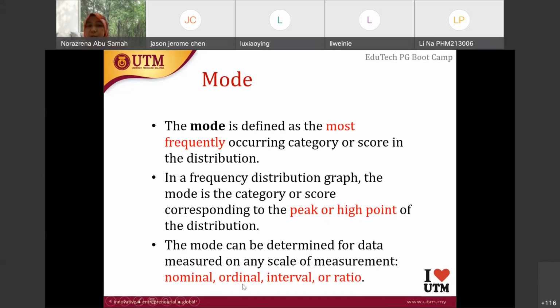So nominal, ordinal, interval, and ratio can find the mode. But the median is only for ordinal, interval, and ratio. And the mean is only suitable for interval and ratio.